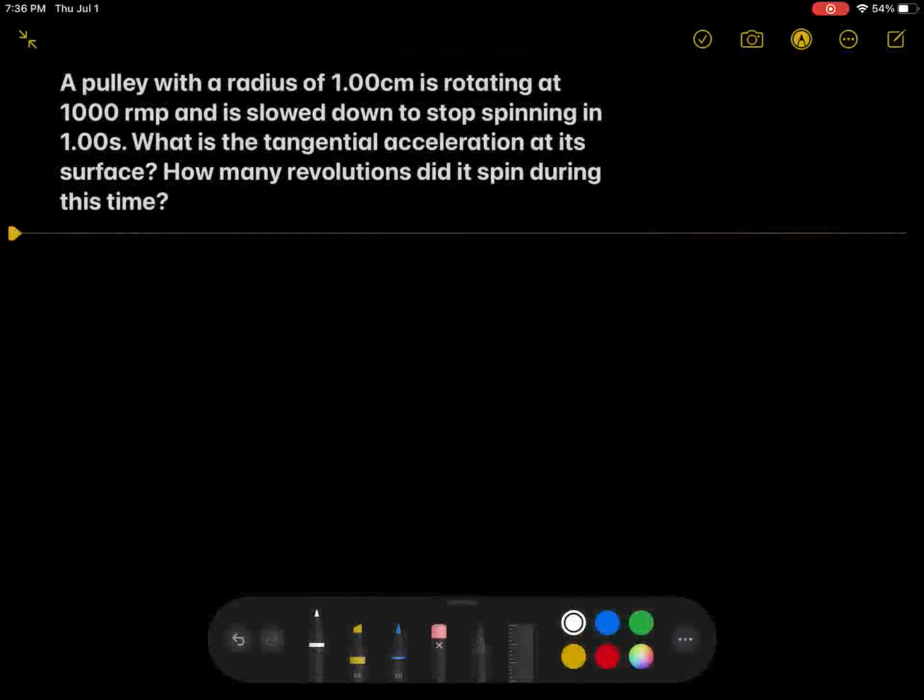Now, let's look at an example just to make sure that we understand how to use all of these equations. A pulley with a radius of 1 centimeter is rotating at 1,000 rotations per minute and is slowed down to stop spinning in 1 second. What is the tangential acceleration at its surface, and how many revolutions did it spin during this time?